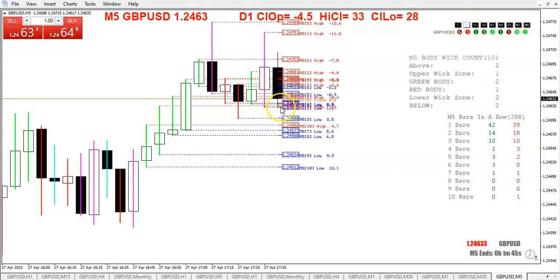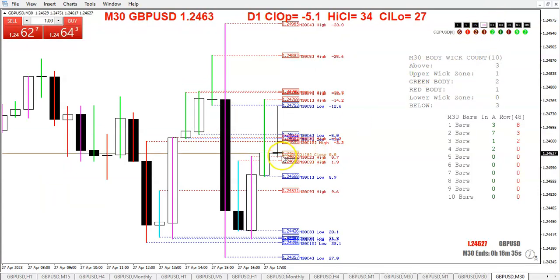And you can see here, once again, where price is pushing on this M5, this candle got covered. M30, we're right almost back to the open. In fact, we just crossed below it. And so for M30, we look at 48 bars, which is a day's worth of data.